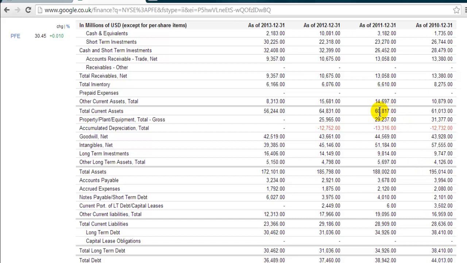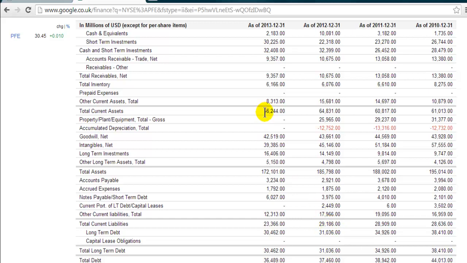2011, 60,817 total current asset. Total current liability, 28,908. Again, almost 3 times. So the total current asset is almost 3 times the total current liability. Very good. It passed again the second Google Asset Test. Here it is, 64,831 in 2012. Total current liability, 29,186. Again, almost 3 times the total current liability. Passed the Google Asset Test.